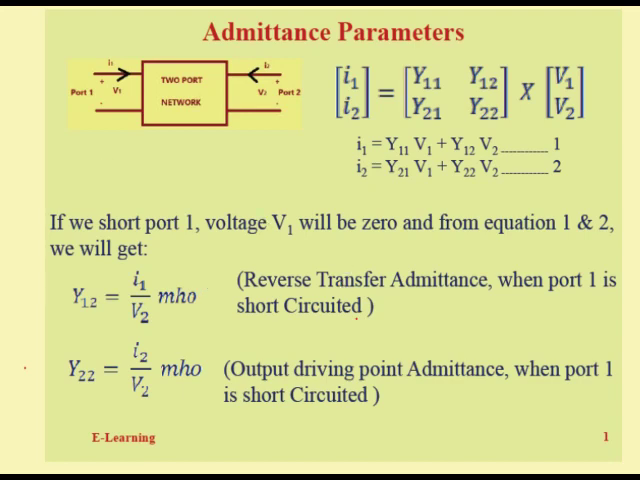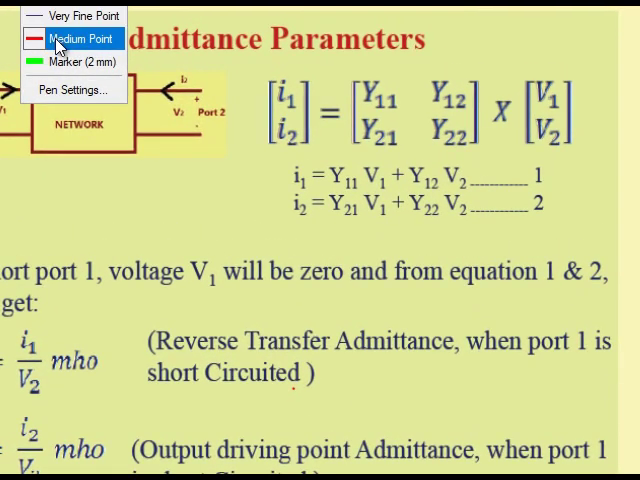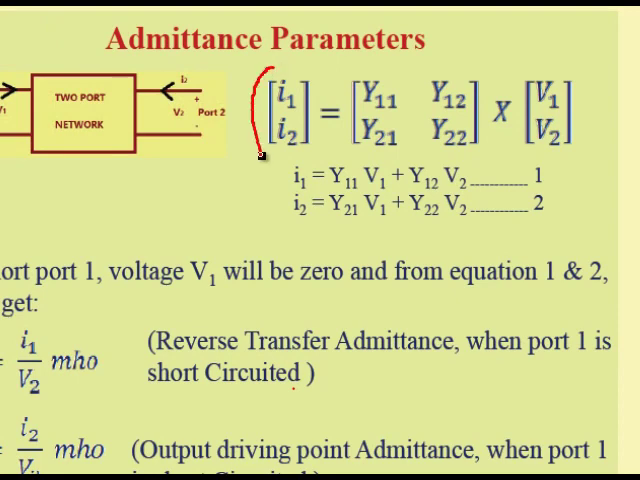Here these two are dependent variables and these two are independent variables, and this is the matrix of y parameters. When we multiply this matrix with this matrix, we will get I1 is equal to y11 V1 plus y12 V2, I2 is equal to y21 V1 plus y22 V2.